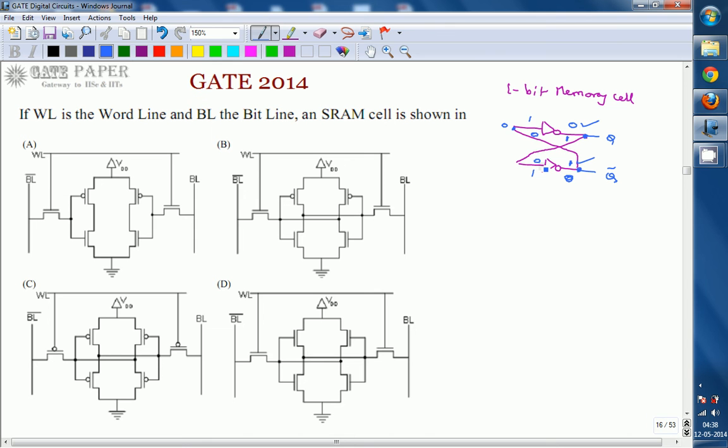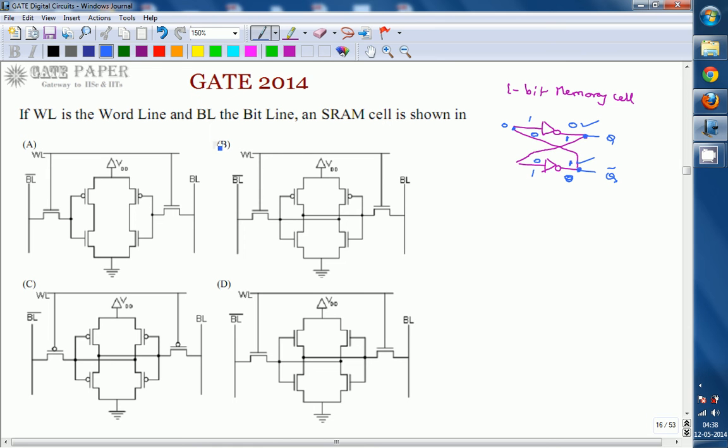If you replace these inverters with circuits, that can become an SRAM cell. The 1 bit memory cell in static RAM consists of a simple latch circuit, like cross coupling of two inverters. An inverter can be implemented using a CMOS inverter or an NMOS inverter, but the circuit diagram is given with CMOS inverters.